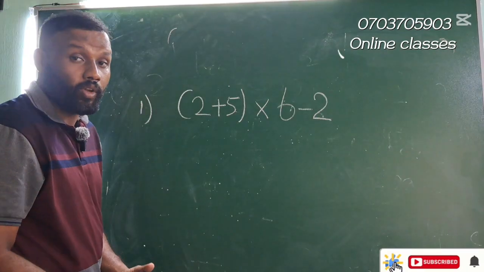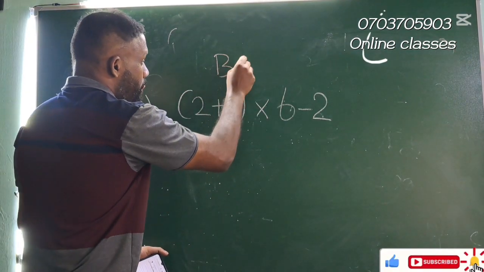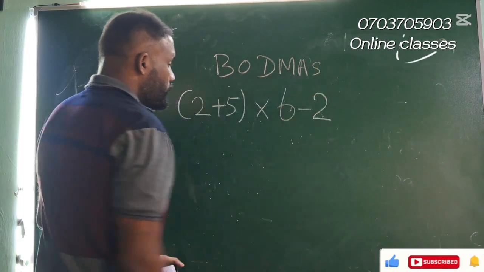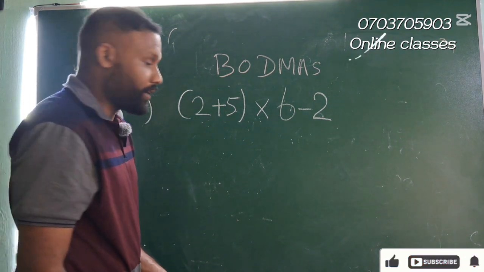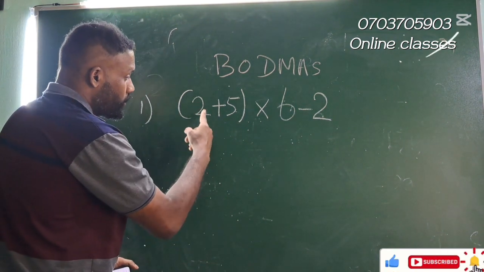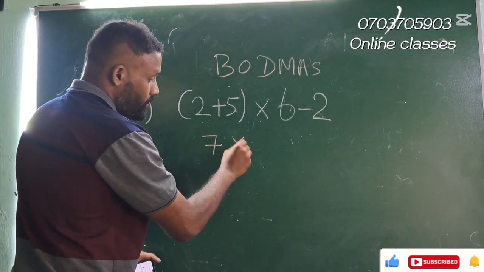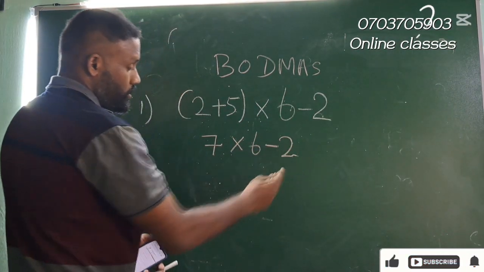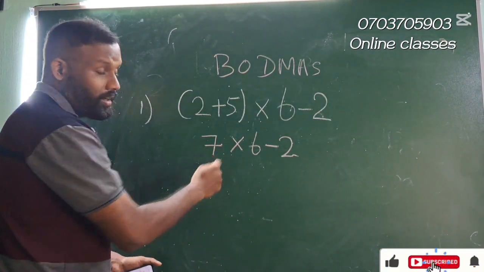Here you have to use BODMAS. According to BODMAS, first you have to perform the operation inside the bracket. So 2 plus 5 is 7. Then times 6, minus 2. Then we can perform the multiplication.